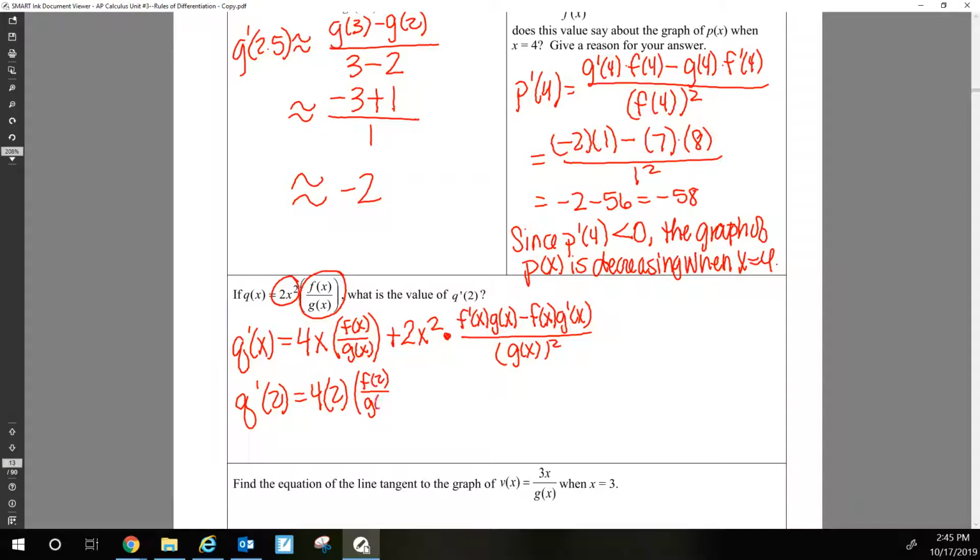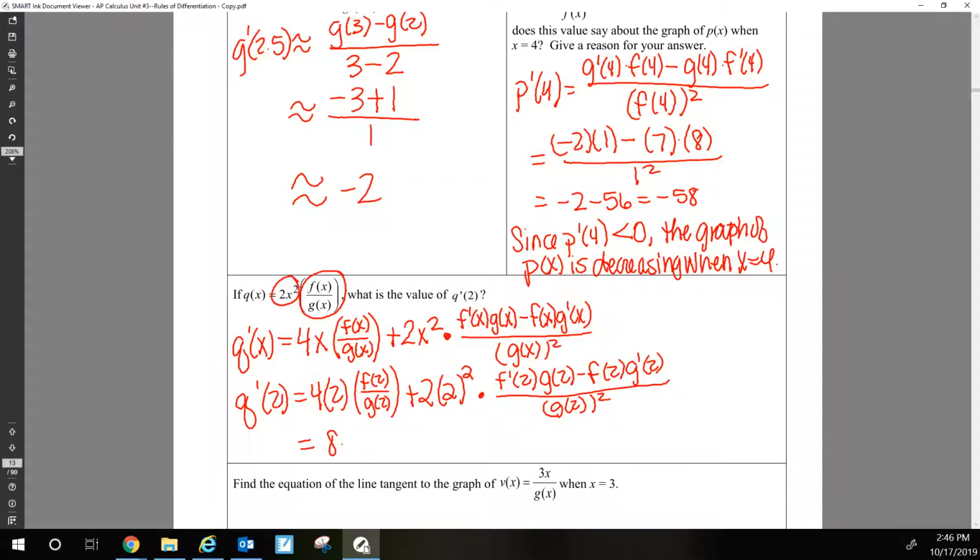Over g of 2, I'm going to do it this way, and then we'll plug in the numbers. Plus 2 times 2 squared times this big thing. So the derivative at 2 of f, g of 2 minus f of 2, the derivative of g at 2, all over g of 2 squared. Yummy stuff right here. All right, 4 times 2 is 8.